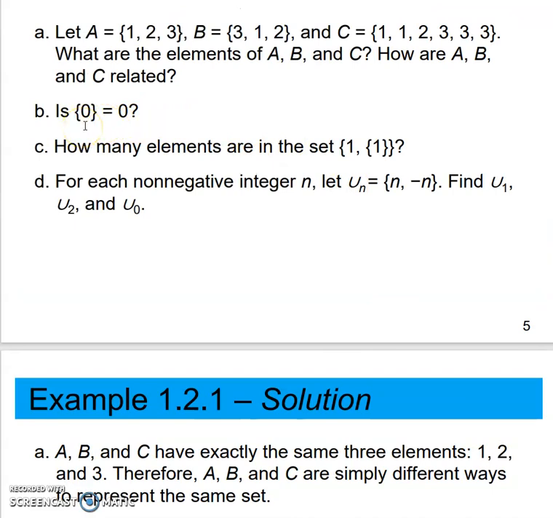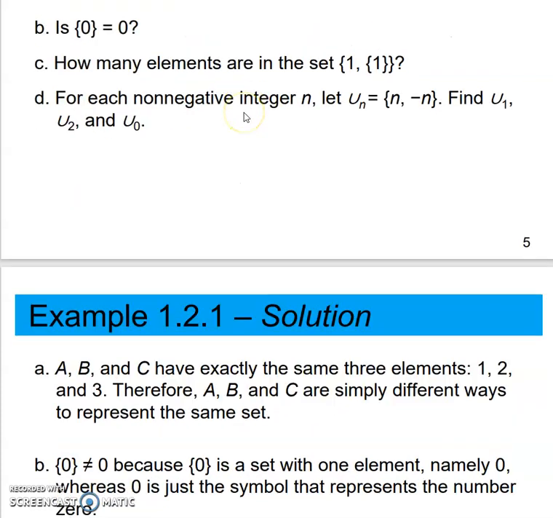Next one is going to start looking strange. We've got a 0 with the squiggly brackets around it, and we want to know, is that equal to 0? Our answer to that is no. If there's no squiggly brackets, as we have on the right, then it's just a number. However, if we have squiggly brackets, then it is a set. A set cannot be equal to a number, even if that number is part of the set. So that might sound a little tricky, but that is what our notation is.